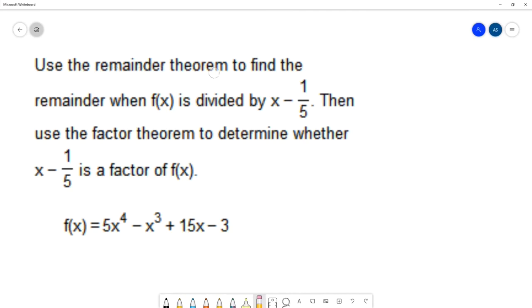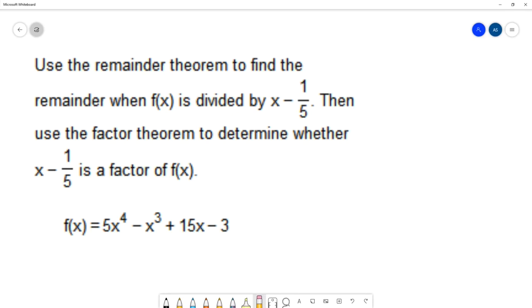Use the remainder theorem to find the remainder when f of x is divided by x minus 1/5. Then use the factor theorem to determine whether x minus 1/5 is a factor of f of x. We have our polynomial f of x equals 5x to the fourth minus x cubed plus 15x minus 3.